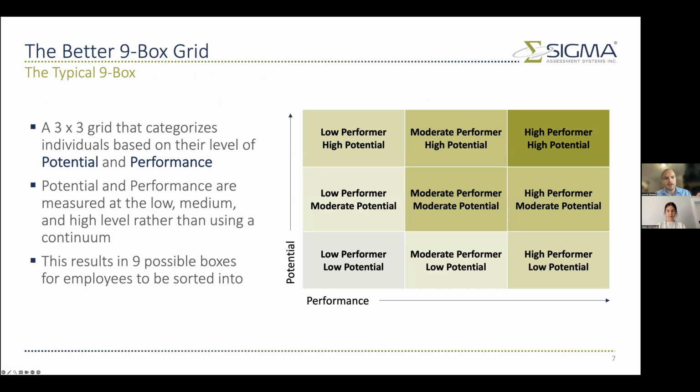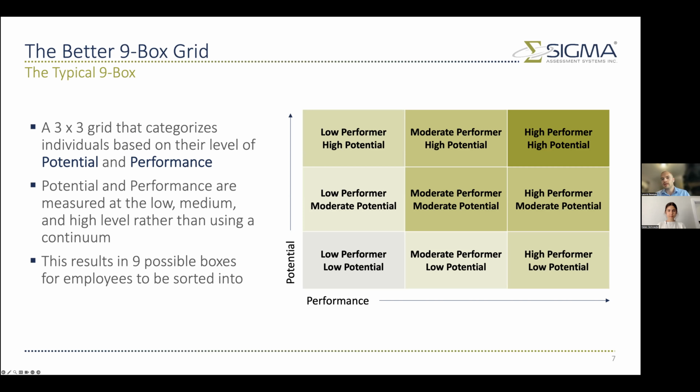So here's what the typical, or one could say traditional, 9-box actually looks like. I'm sure many of you, based on our poll, have seen this many times. We'll go over the general structure here. So the grid consists of 3 horizontal rows and 3 vertical columns. So as you can see, this creates 9 individual cells. On the x-axis, we see performance plotted, and on the y-axis, we see potential plotted against performance. Potential and performance are measured at the low, medium, and high level, as opposed to using a continuum.